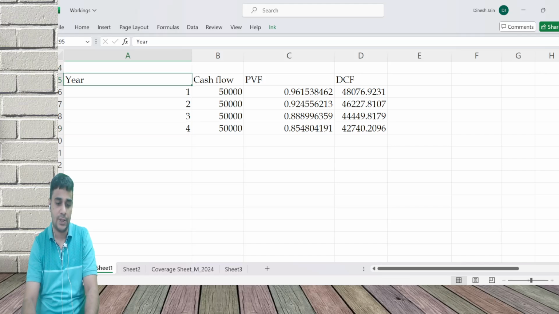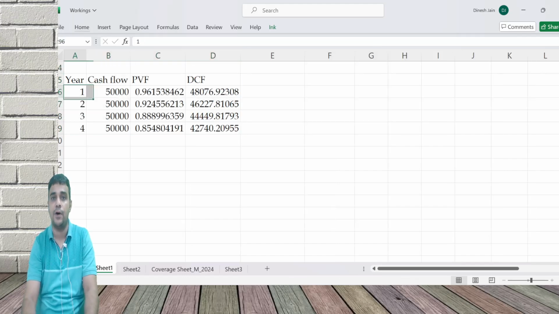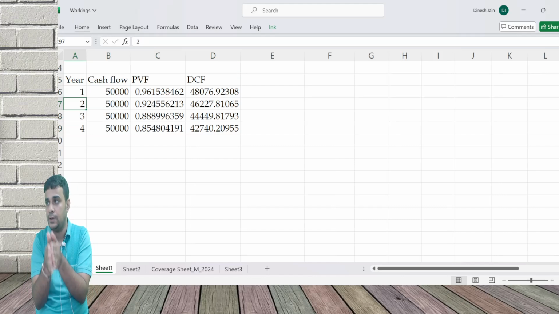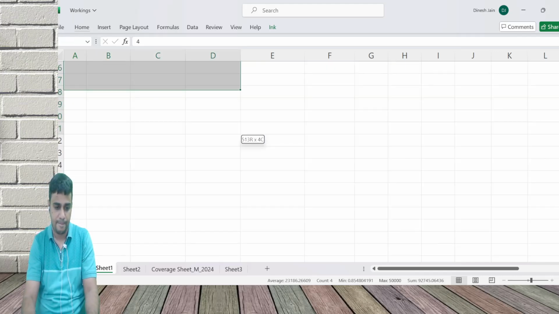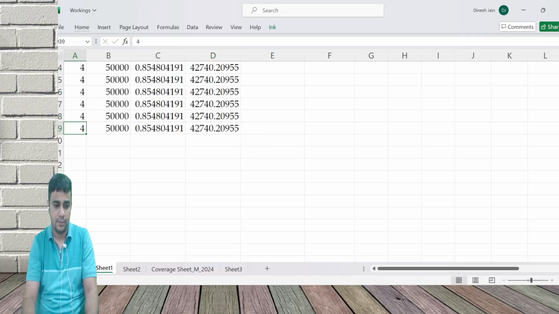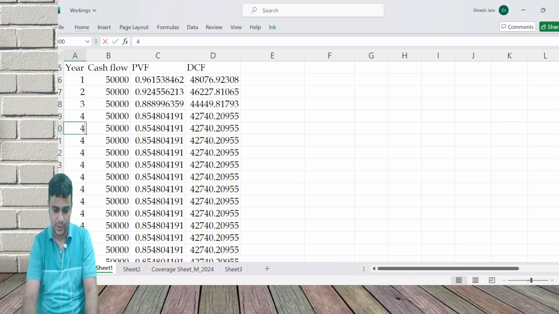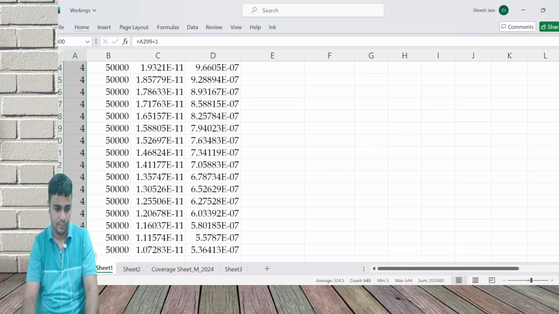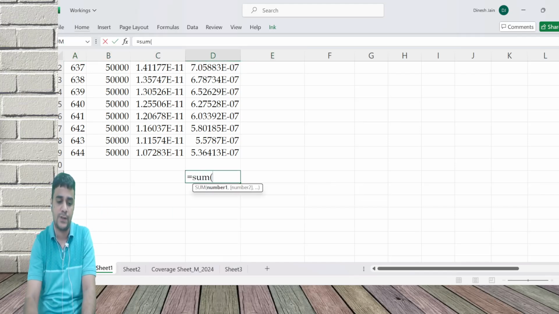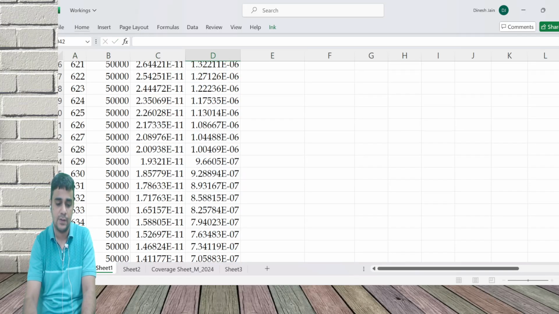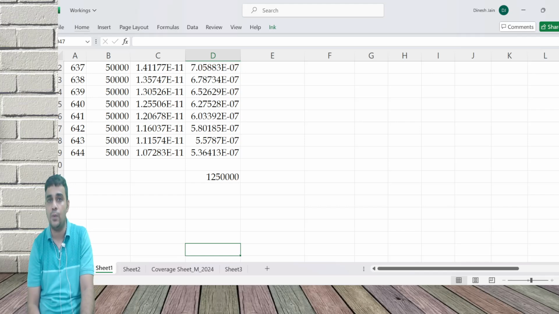This is the calculation I've done for 4 years. First year 50,000, its present value. Second year 50,000, its present value. Like this. This is the calculation for around 600 years, and the value is almost zero now. And if I put a total of the present values, I get 12 lakh 50.